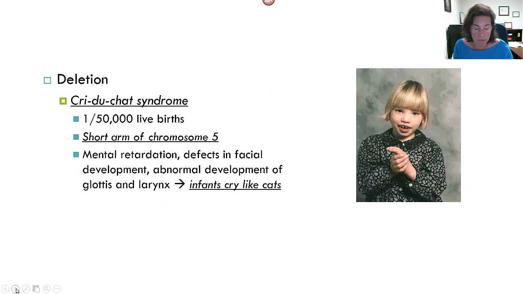A classic example of a chromosomal deletion condition is that of Cri-du-chat syndrome. It affects 1 in 50,000 live births. It's called the cat-cry syndrome, and it results from the loss of a short segment of chromosome number 5. It results in mental retardation, defects in facial development, and abnormal development of the glottis and larynx are probably the most characteristic, the end result of which is that individuals cry like cats.